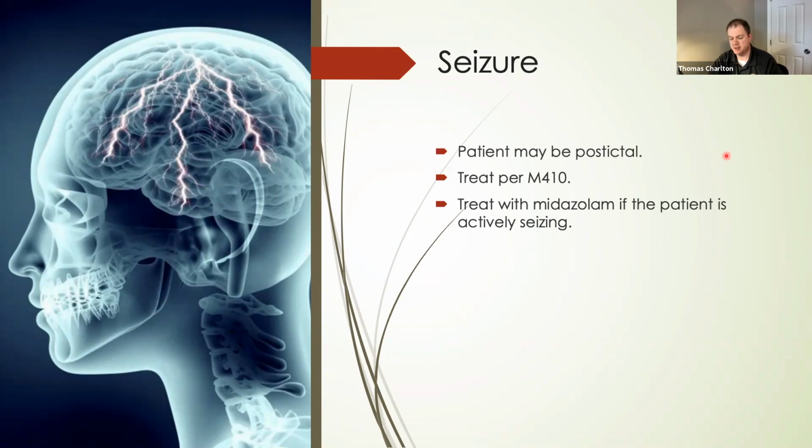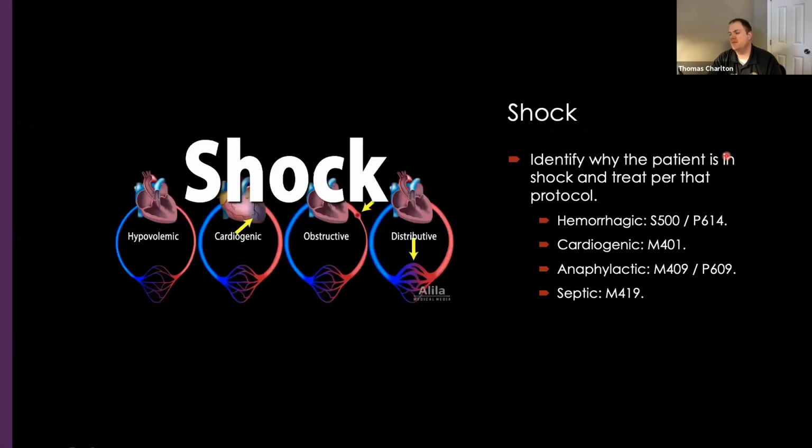Make sure as part of this, though, you're still getting a 12 lead, you're still doing a blood sugar, etc. There are many different kinds of shock that will also present with altered consciousness, because whenever somebody gets hypotensive, that begins to, of course, affect perfusion to their brain, which means the brain may not be working completely appropriately. So identify why the patient's in shock and treat it per that protocol.